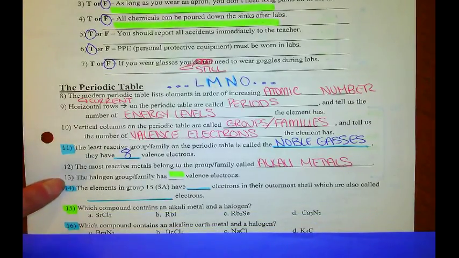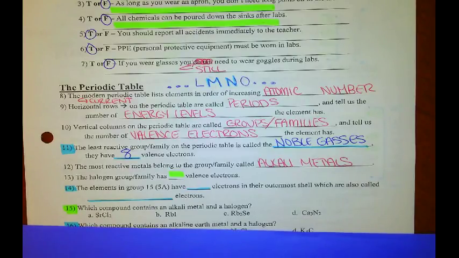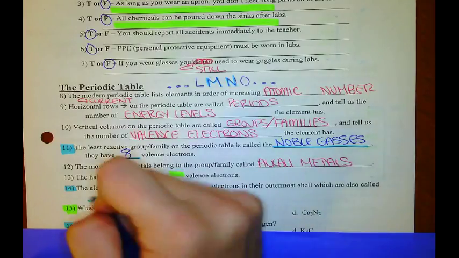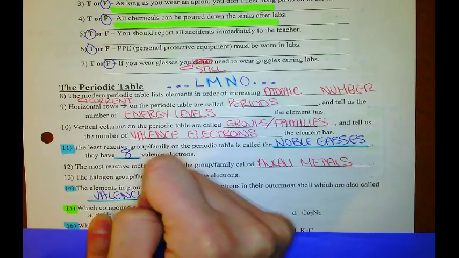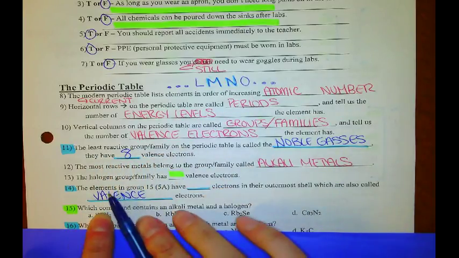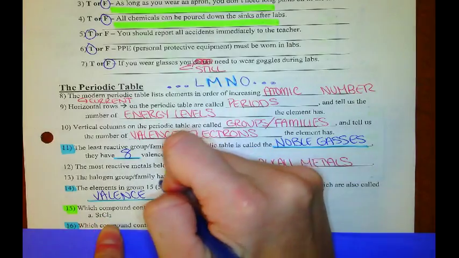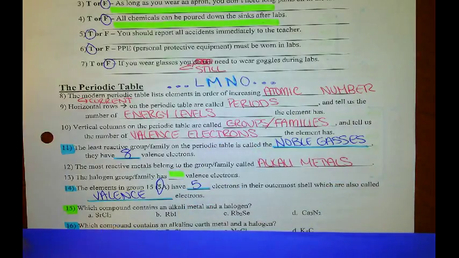Number 13, again, I'm not going to do that one for you, so do that one. Number 14, the problem students were having is just the wording of it. The elements in group 15 or 5A have blank electrons in their outermost shell. The outermost shell is also called the blank electrons. So that's just valence electrons. So now if we read the question, elements in group 15 or 5A have blank valence electrons. Students are usually really good with saying, well, then it's 5 for 5A.